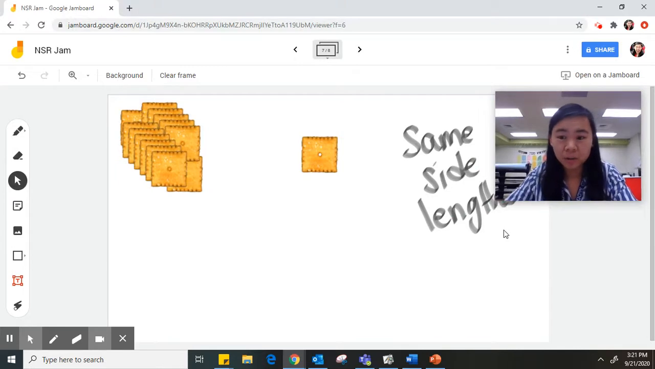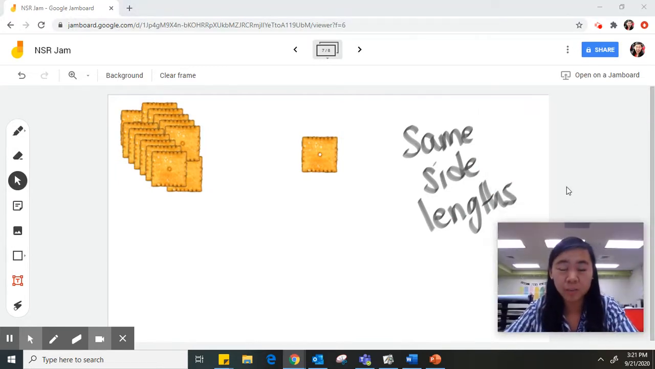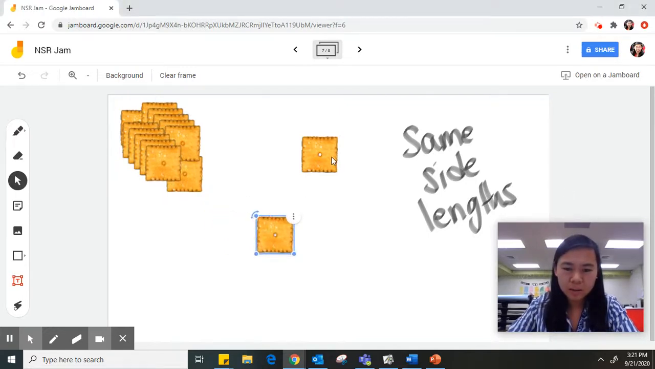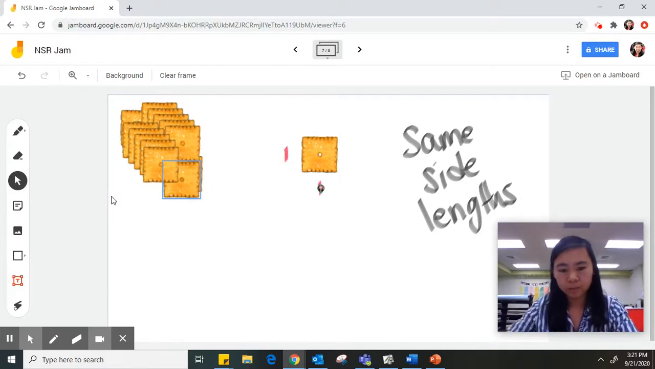Now, it does have 90-degree angles, right? But a rectangle also has 90-degree angles. It does have parallel lines for the sides, but a rectangle also has parallel lines. So what makes this figure different from a rectangle? The sides are the same length, okay? So we know that this is a square, and if we're writing down the side lengths, it's one Cheez-It high and it's one Cheez-It long.